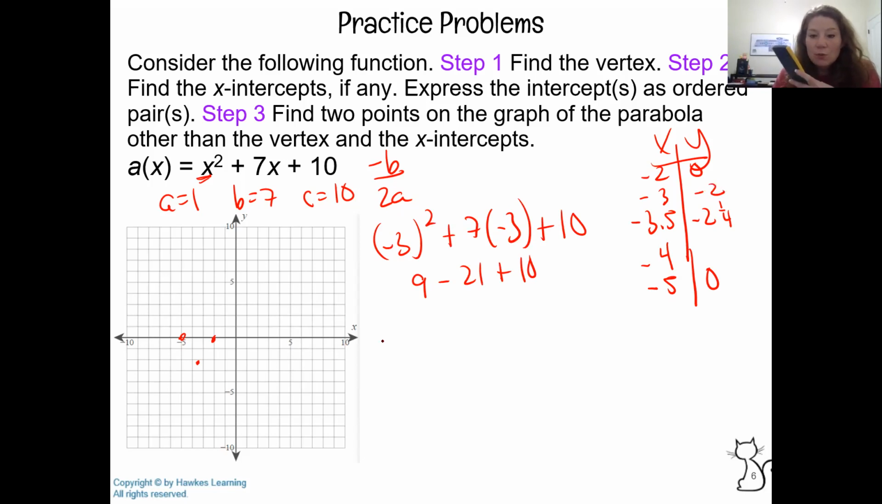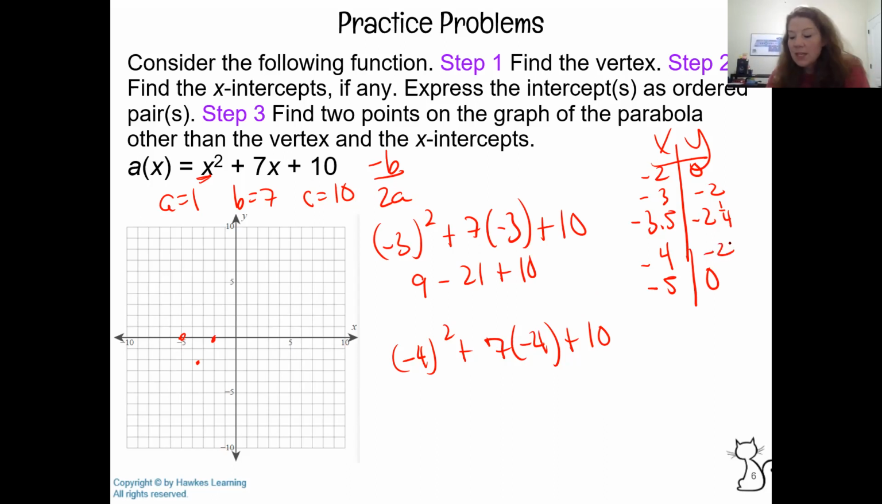And then I'm going to use, what if x is -4? So -4 squared plus 7 times -4 plus 10. So that would be 16 minus 28 plus 10, and we get -2. So those are our two other points besides our x-intercepts and our vertex.